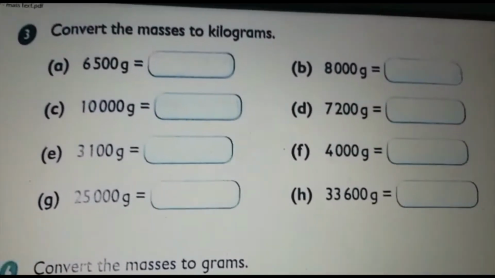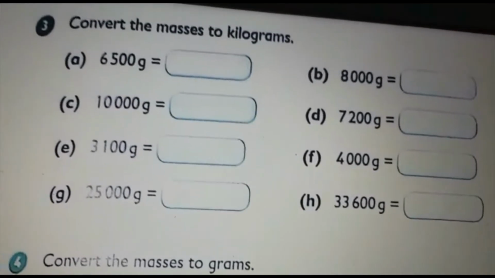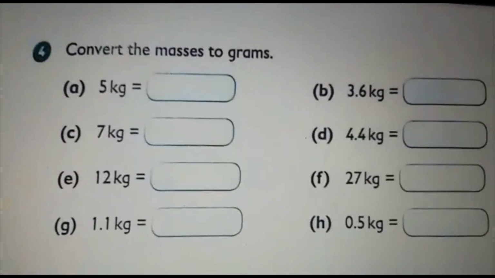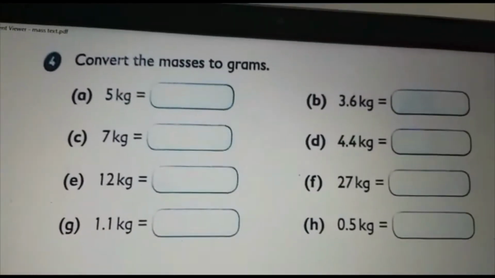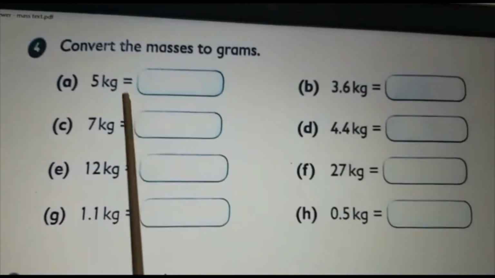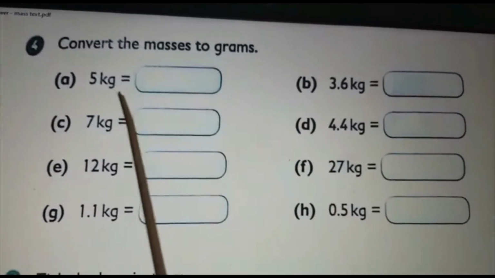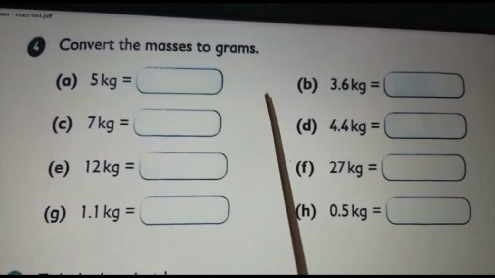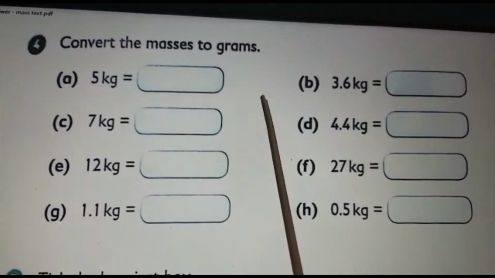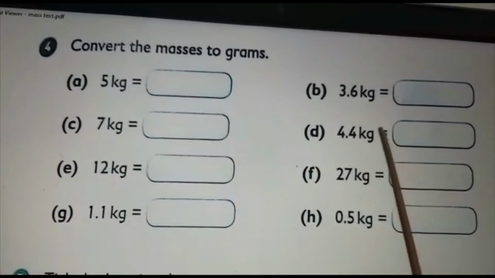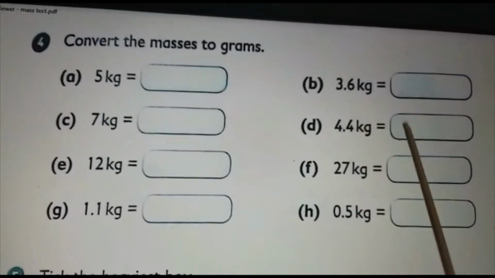The next one is conversion from kilogram to gram. Both are the same way. The only thing is one we are multiplying, the other one we are dividing. So here is the conversion of kilogram to gram. 1 kilogram is 1000 grams. So 5 kilogram is how much? 5 multiplied by 1000, that is 5000. When it comes to decimals, 4.4 kilogram. What will I do? 4.4 multiplied by 1000.